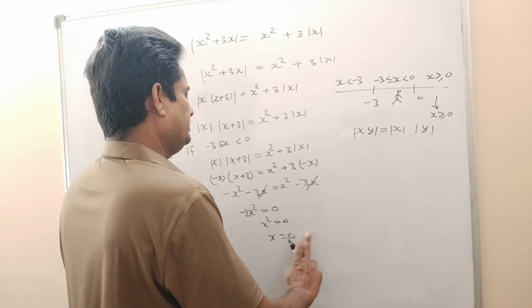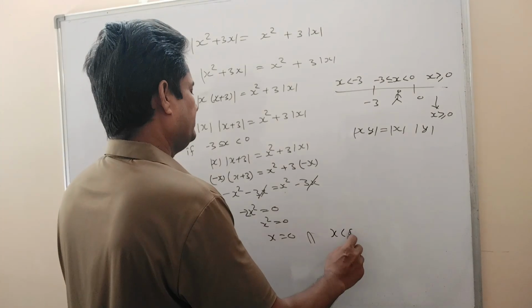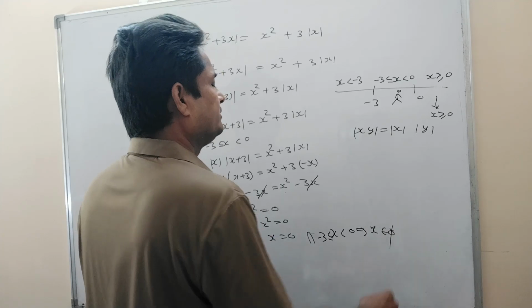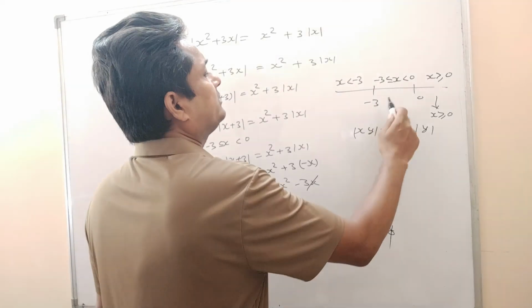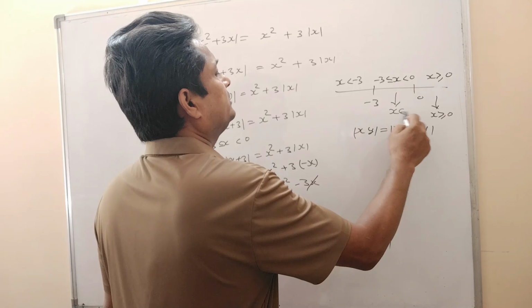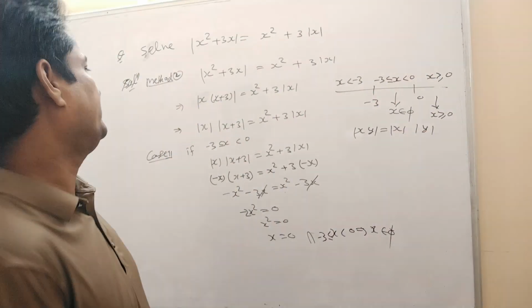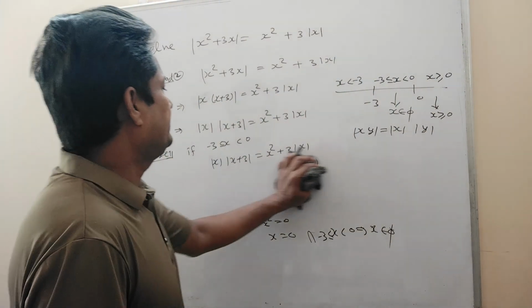We have to take intersection between what? X less than 0 and greater than or equal to minus 3. That means x belongs to empty set. So from this interval we are getting what? Answer x belongs to empty set. Now take the next interval.